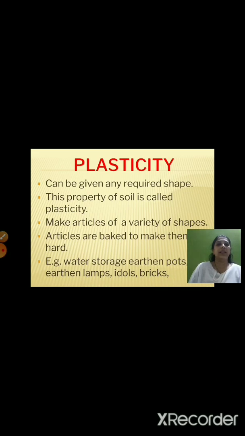So in plasticity, what we have seen is that soil can be given any required shape, and because of this property it is called plasticity. Soil can be used to make various articles of different shapes. These articles are baked to make them hard. Baked means they are heated and then made hard. The examples are water storage earthen pots, earthen lamps, idols, bricks, etc.